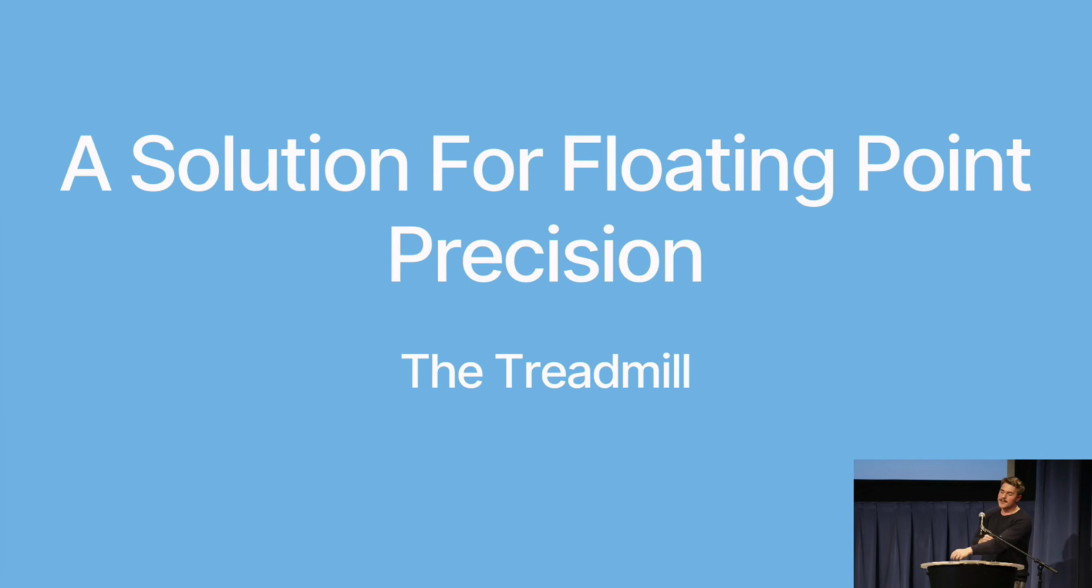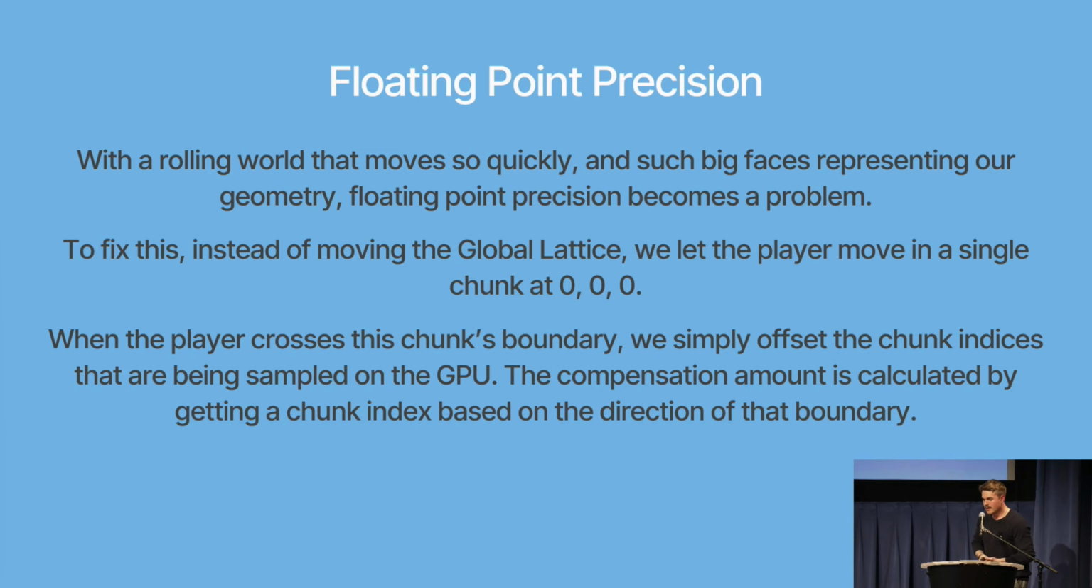Let's first talk about a solution for floating point precision, which I call the treadmill, right? With a rolling world that moves so quickly and such big faces representing our geometry, like it could be 0 to 8,192, and when you're using world space positions to sample what type of voxel you are to mesh, or to render, sorry, we run into floating point positions very quickly because when you move further away from the origin or 0, 0, 0, things get very janky very quickly. So voxels will bleed into other voxels and it looks super awful.